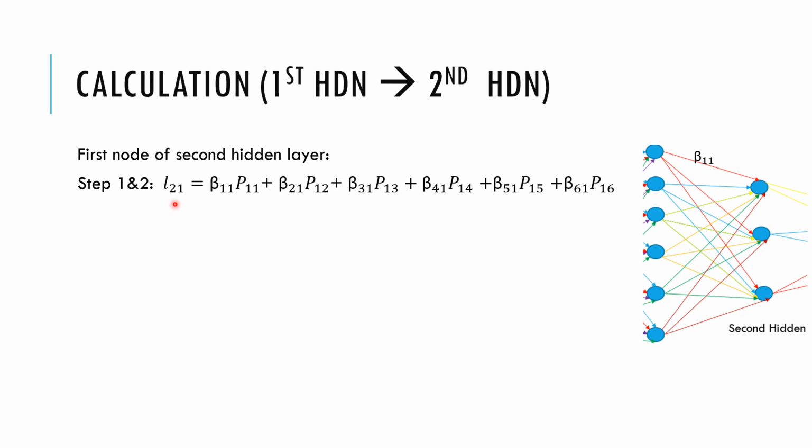So L21, now 2 represents what here? It represents this second hidden layer, and 1 represents the node number of that second hidden layer. So it's node number 1. We are dealing with node number 1 right now.